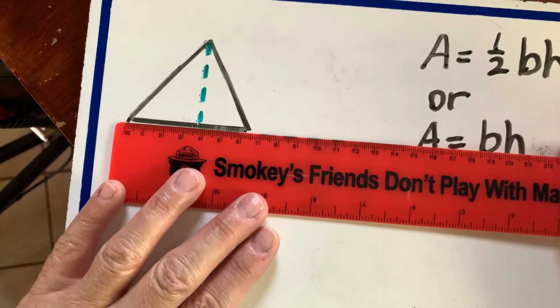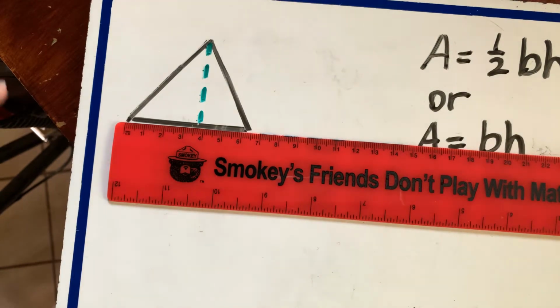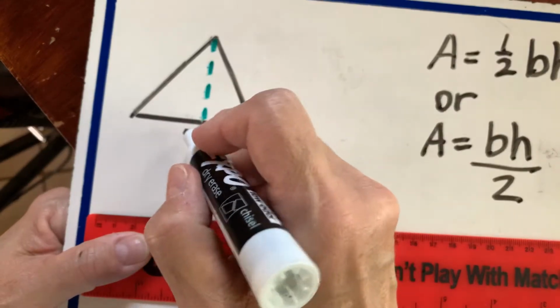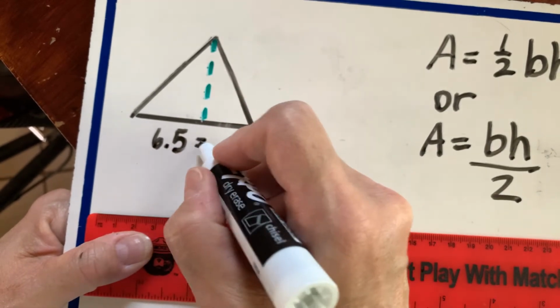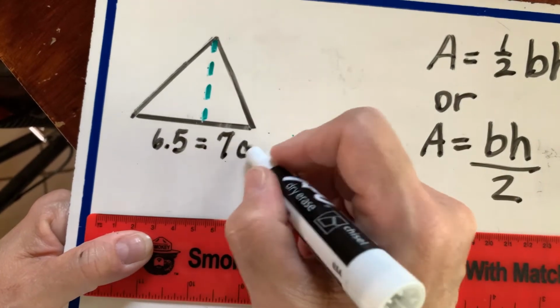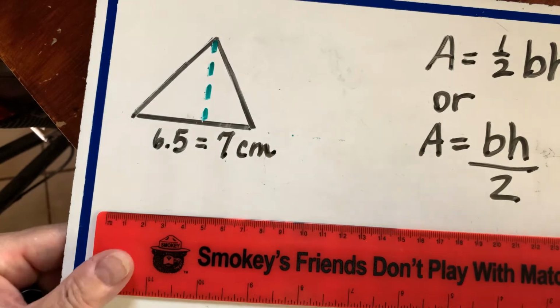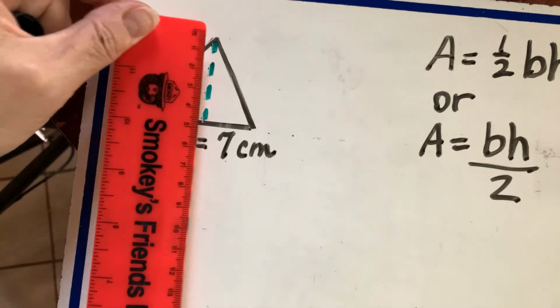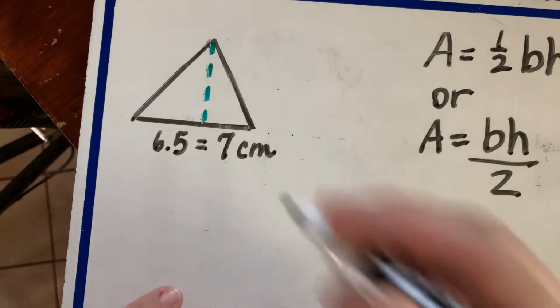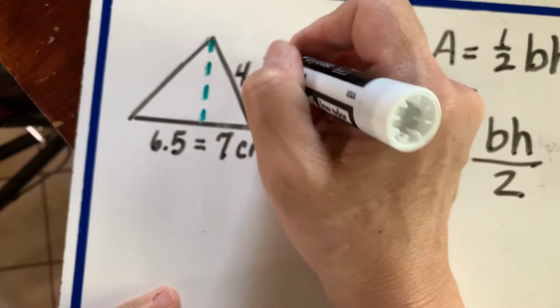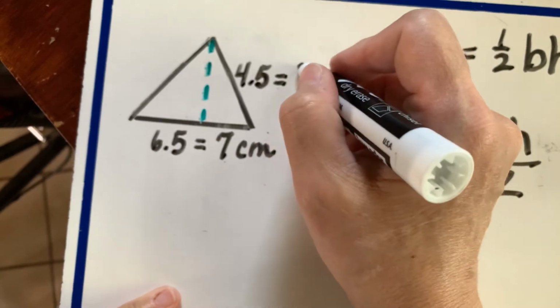So here we're going to round to the nearest whole number. In centimeters, that's really about 6.5. But I'm just going to say we're going to round it to the nearest whole number. And so we're going to round 6.5 to 7, and we're going to say that that base is 7 centimeters. And then the height is 4 5/10, and we're going to round that to 5.